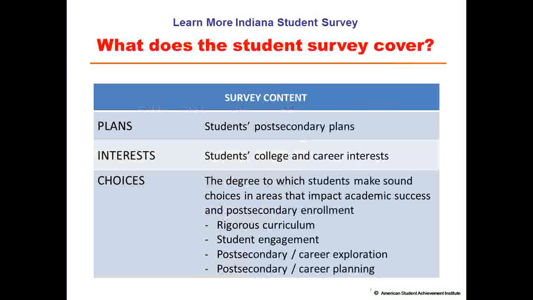Very pleased about that. So here's what the survey covers. The survey covers students' post-secondary plans, their college and career interests, and the choices that they make in areas that impact academic success and then post-secondary access and post-secondary success. So those choices questions ask students about the degree to which they're participating in a rigorous curriculum. It asks them questions about student engagement. It asks questions about their academic and career exploration, their post-secondary career exploration, and also their post-secondary and career planning. A lot of the questions in the first two parts, the rigorous curriculum and the student engagement, we find that a lot of principals really enjoy the data from those questions because that data will also help them with their school improvement planning. So that's the content of the first part of the survey.